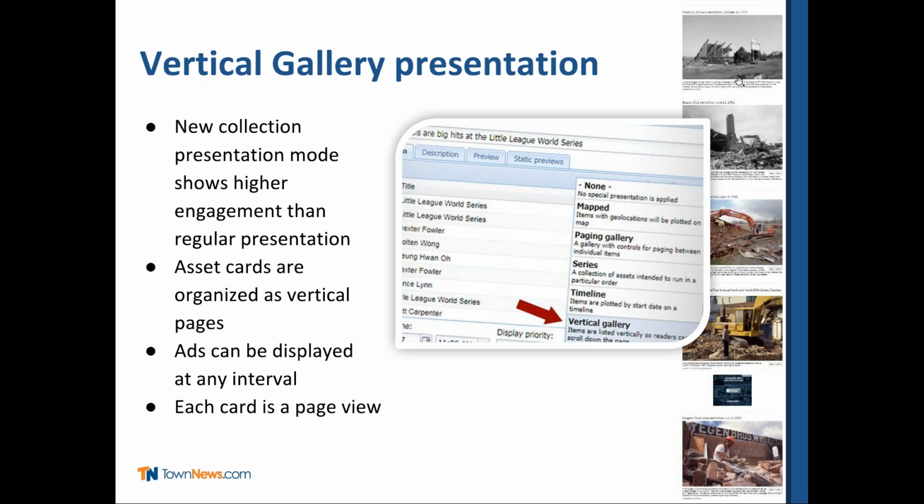And essentially this just makes an asset card out of that asset. And instead of scrolling side to side like the paging gallery does, this creates them top to bottom in a vertical gallery so that it's easier to scroll when you're on mobile. One of the things that we did, similar to the paging gallery, which creates a new page view every time the user flips to a new card, is that this also will create a new page for each of the cards as the user scrolls down.